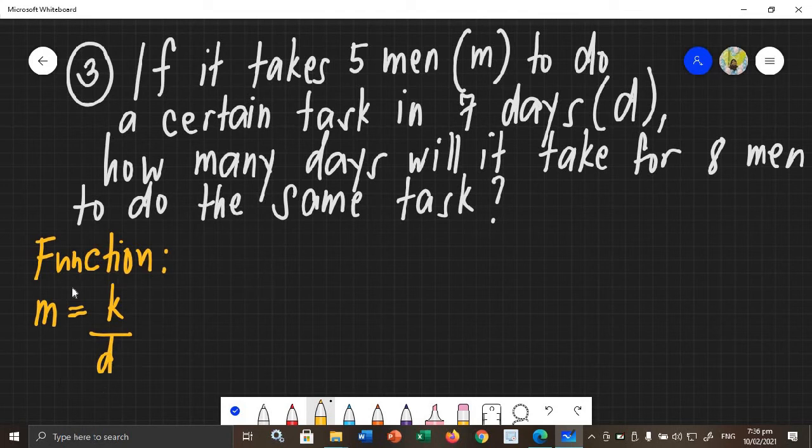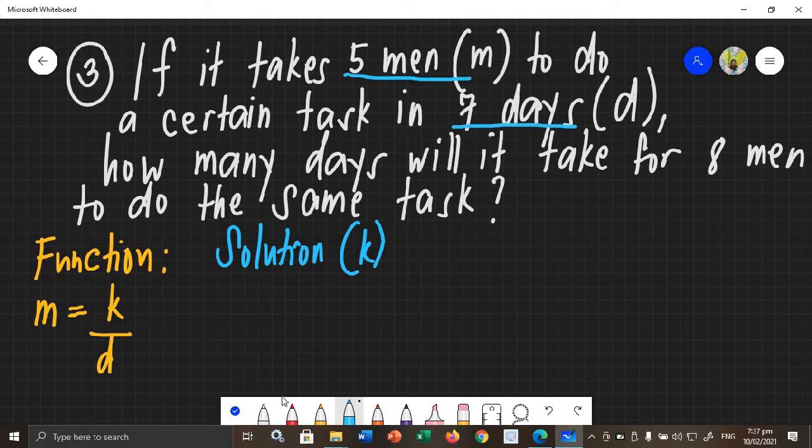So, kapag sinulat natin siya into a function, it is equal to M equals K over D. Okay? So, M varies inversely as D. Or the number of men varies inversely as the number of days required to finish the task. No? So now that we have our function, solve natin yung constant of variation.